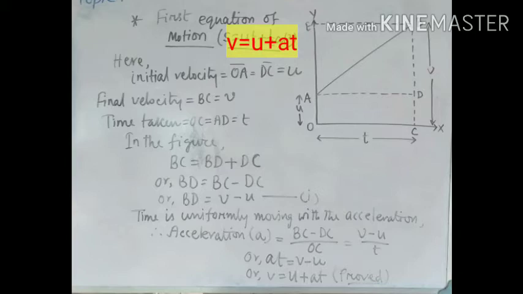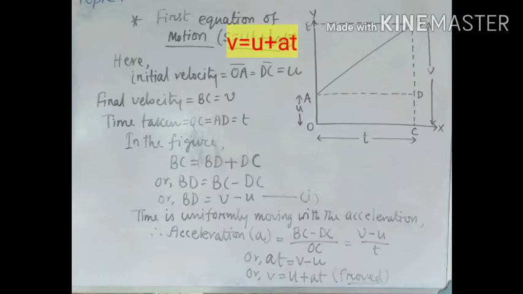First, we will discuss the first equation of motion, that is v equal to u plus at, where v denotes the final velocity, u denotes the initial velocity, a is the acceleration of the body, and t is the time taken by the body.